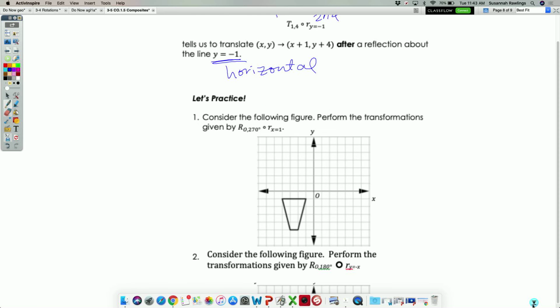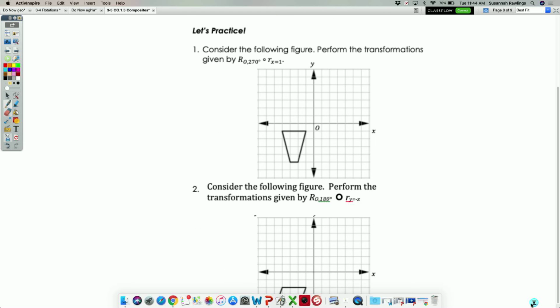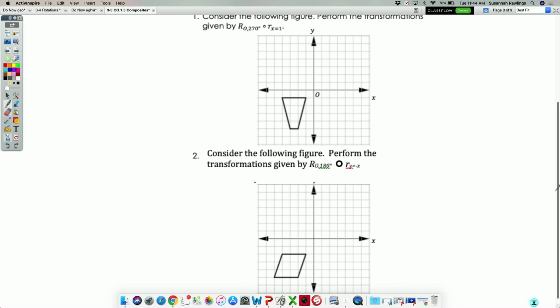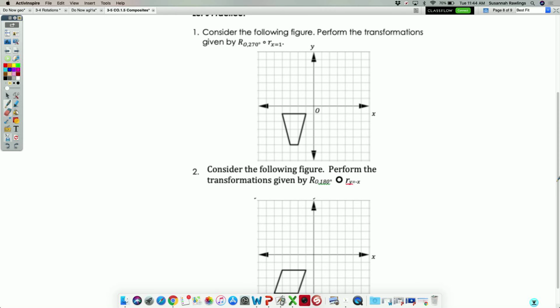Alright, so let's read this one. What would my order tell me to do here? Someone raise your hand. What does that first one tell me to do? Go ahead, Ashley. Rotate. Good to have a big R, and it also has degrees, which is a good hint. So this is going to be rotating how many degrees? 270. If it's 270 positive, what direction does that tell me?